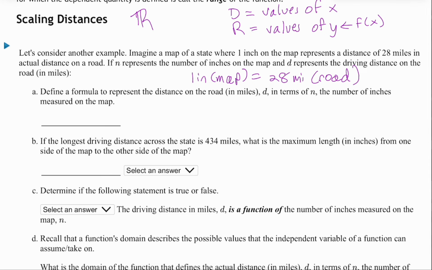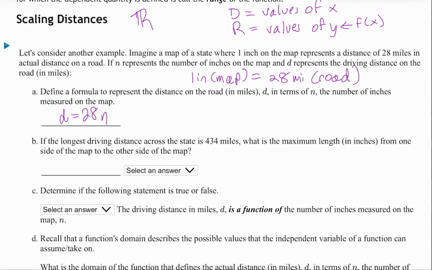Okay. So it says define a formula to represent the distance on the road in terms of the number of inches on the map. So let's just logically think about it. If there's 1 inch on the map, it's 28 miles. If there's 2 inches on the map, we just have to have 2 times 28, and that's how many miles it would be. So that kind of is going to lead us. And remember, if it uses the word formula, we want an equal sign. And so our D would equal 28N. So D is the number of miles on the road, and N is the number of inches on the map.